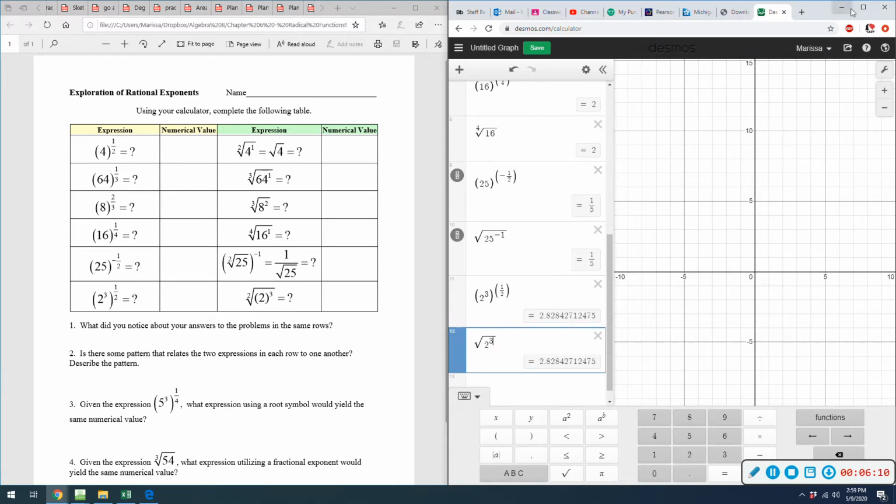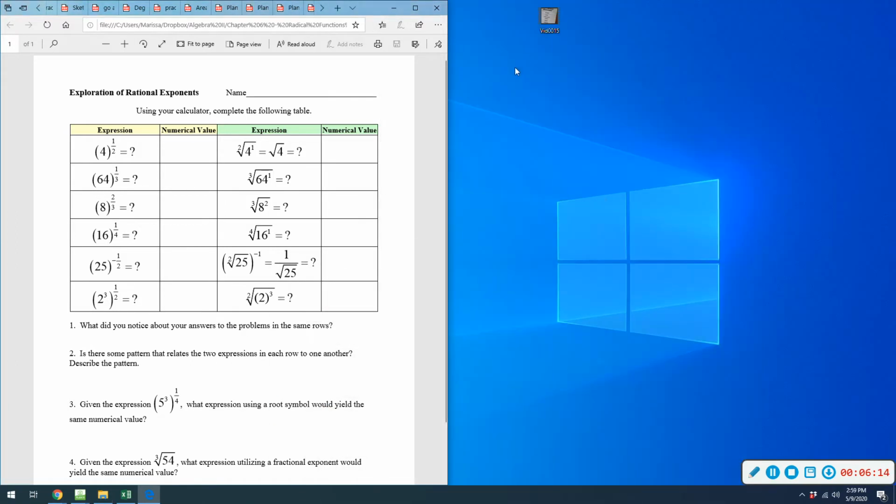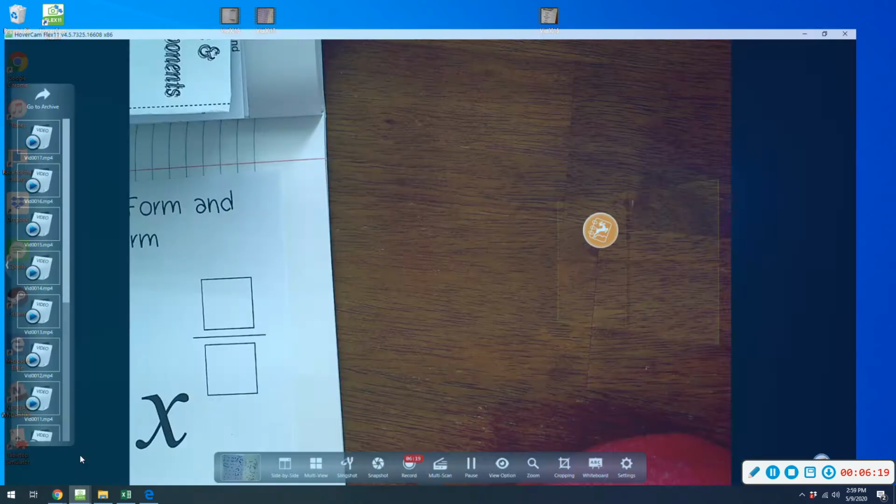Okay, so hopefully that was a nice way to see that pattern. Oh my gosh, those are just all my files. It's no biggie. Let's get this going here.